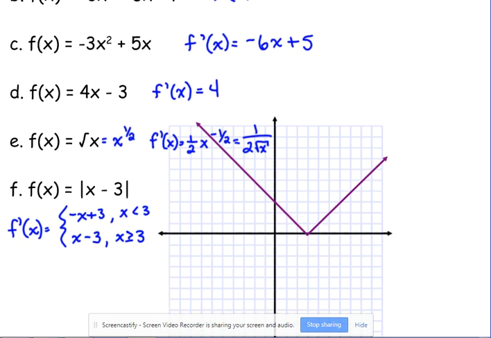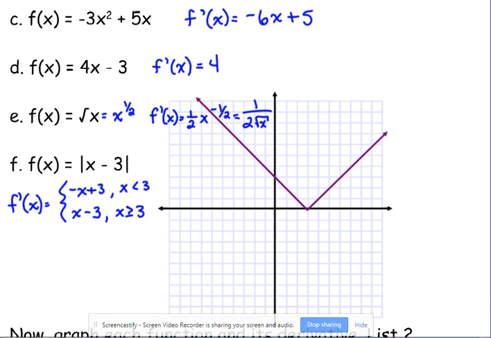All right, so I did this when we were looking at differentiability. I didn't mean to label that as f prime. I apologize. That is f. So f prime of x, when we take the derivative of the first piece, it's negative 1. And the derivative of the second piece is positive 1.